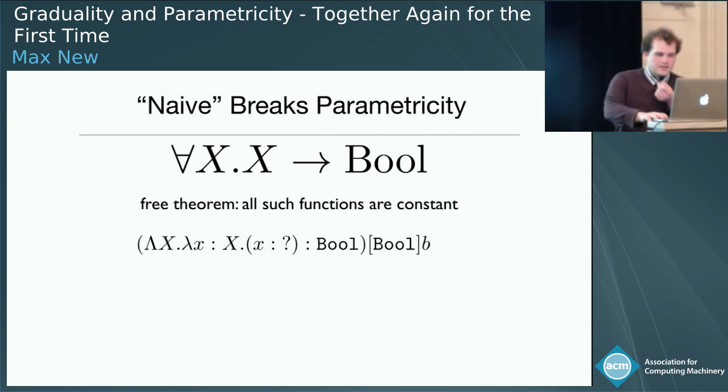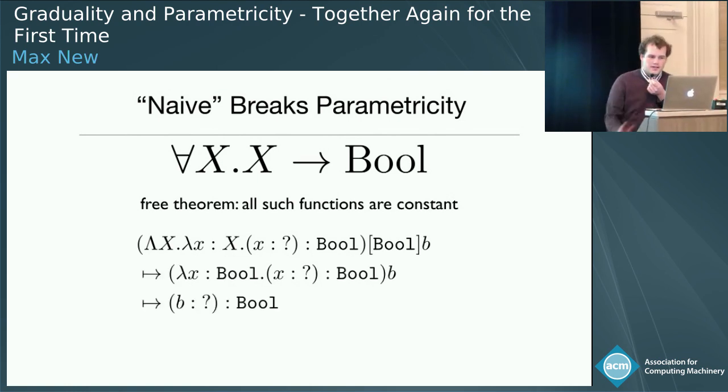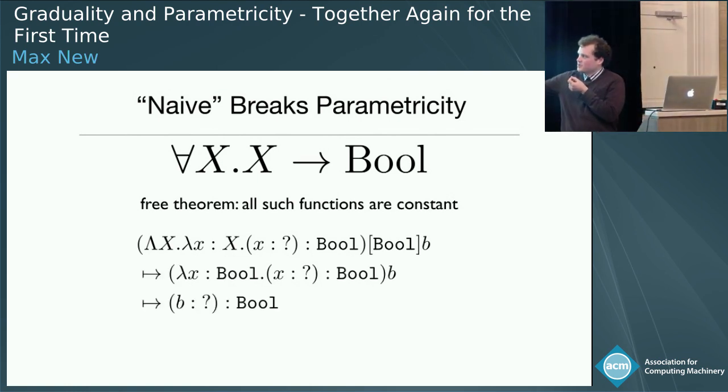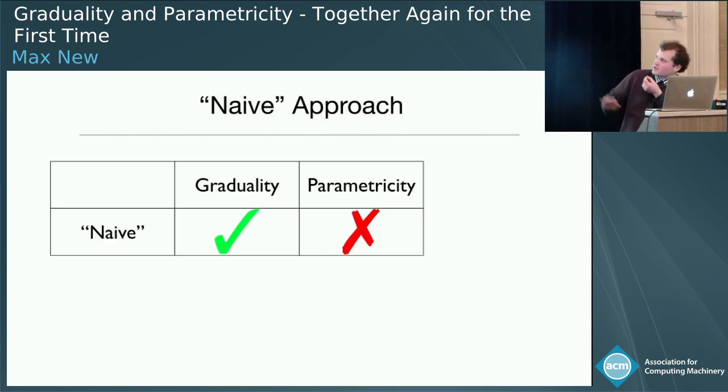And what happens is, if we just have a simple substitution-based semantics, I'll apply this to a Boolean, and then this will be a cast of a Boolean to the type Boolean, which succeeds. So instead of getting a constant function, we got an identity function. And so parametricity doesn't hold at all for these systems. And so no data abstraction whatsoever. So the naive approach, it'll give us graduality just naturally, but the parametricity theorem doesn't hold.